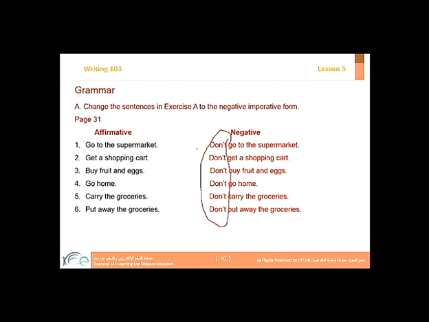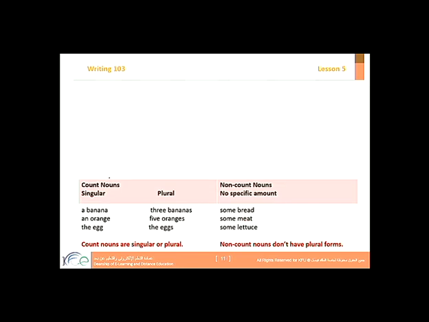Okay, go to the supermarket, don't go to the supermarket. Get a shopping cart, don't get a shopping cart. Buy fruit and eggs, don't buy fruit and eggs. Okay, so here is the rule. بكل بساطة نضع don't قبل جملة الأمر.